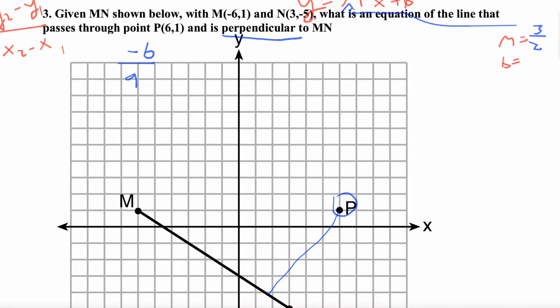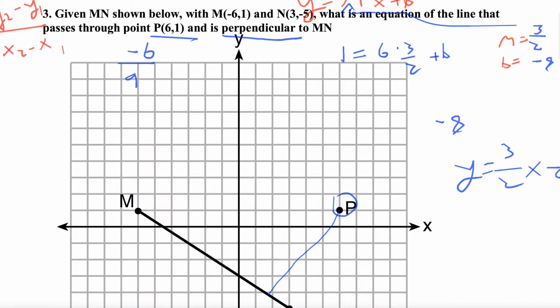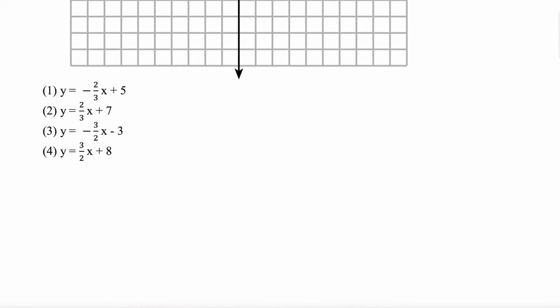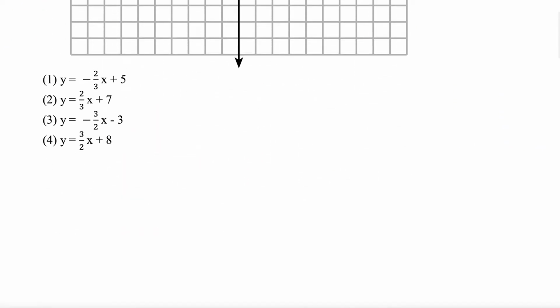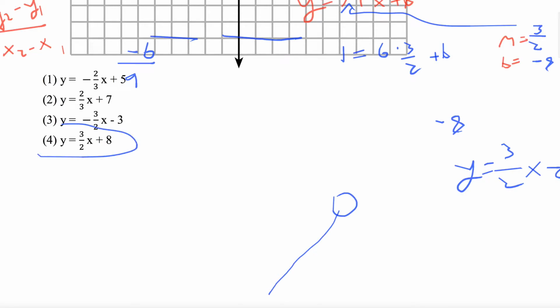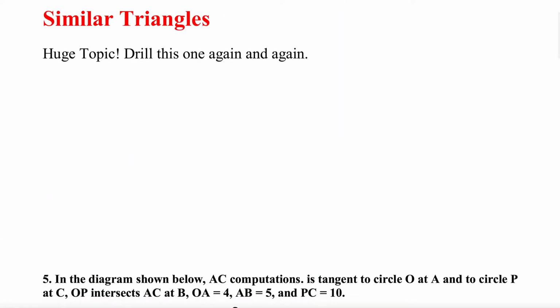You now have the m, and you have a point on the line. The point on the line you have to plug in. So now you have 1 equals 6 times 3 over 2 plus b, that'll become 9, minus 9, b will be negative 8. The equation will be y equals 3 over 2 x minus 8. If you actually look at the choices, it says positive 8, so that's a mistake, and the correct answer is minus 8. So that's important, this answer here, but it's minus 8. And some students might not have gotten the y-intercept.